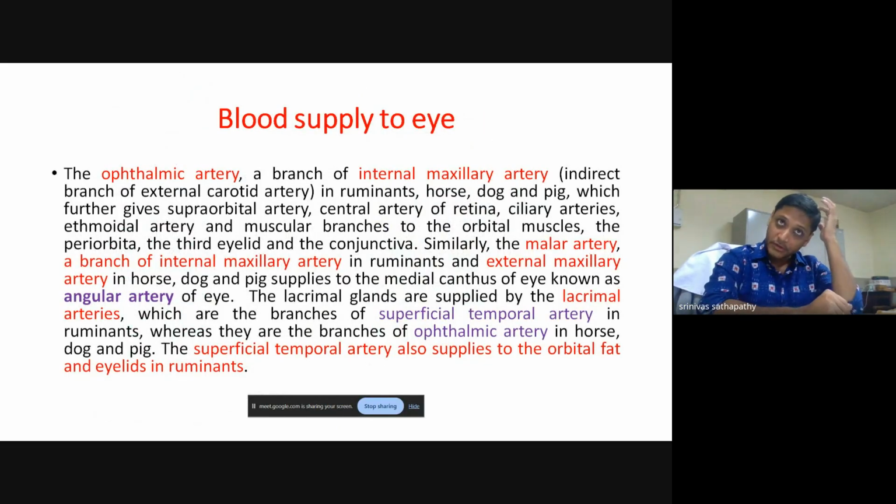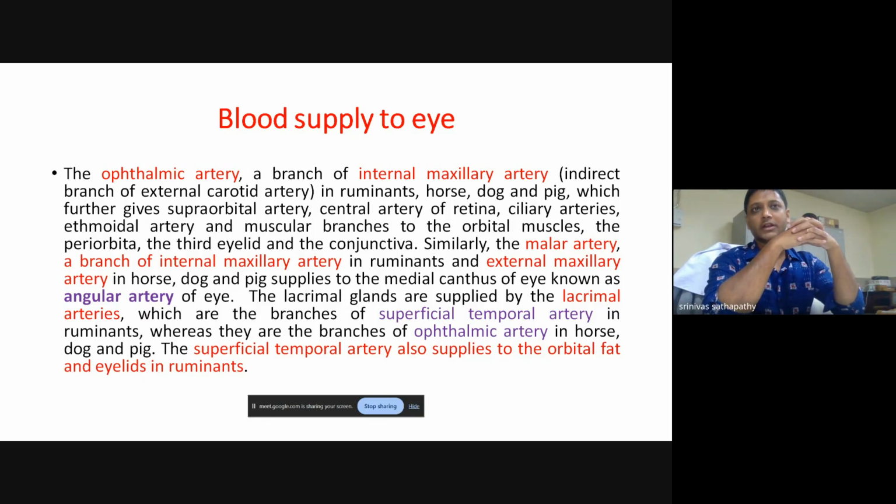Now, coming to the blood supply. 2 to 3 major arteries we have to remember. One is the internal maxillary artery, another one the external maxillary artery, then the superficial temporal artery. The ophthalmic artery, as the name indicates, supplies different parts of the eye. It is a part of the internal maxillary artery in ruminants, and in horse, dog, and pig, this is the direct branch.